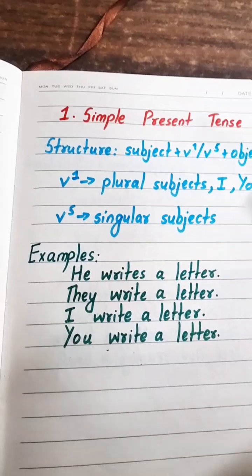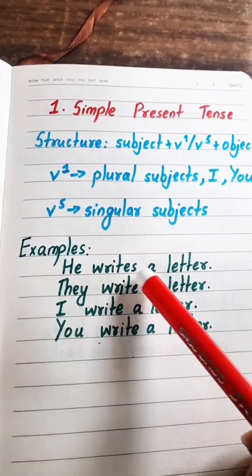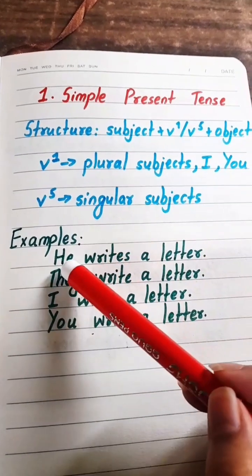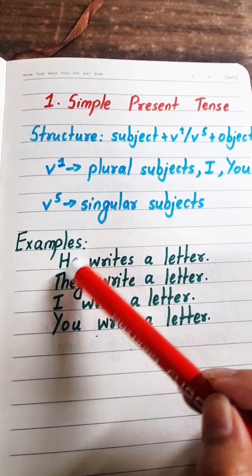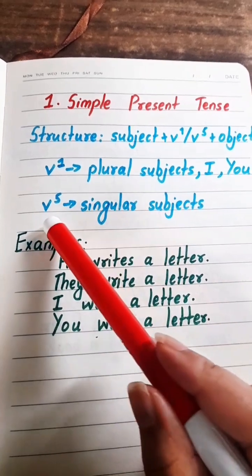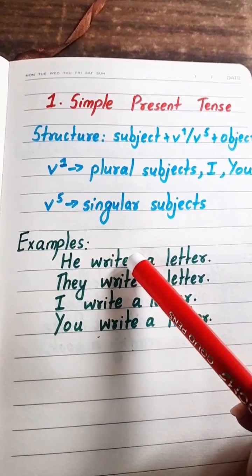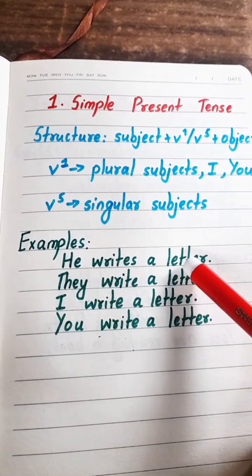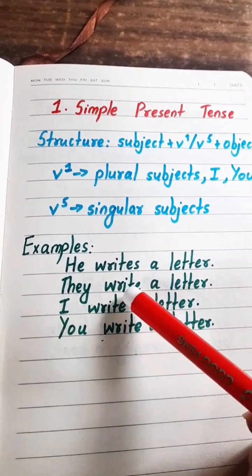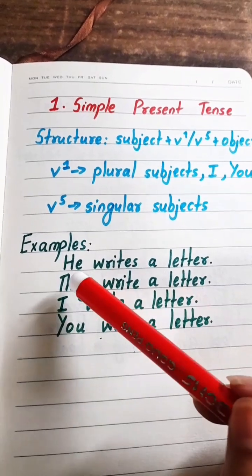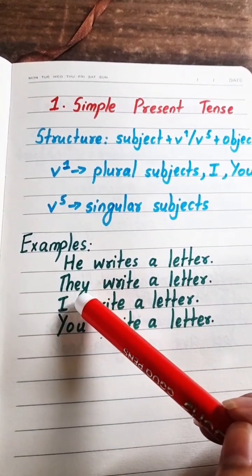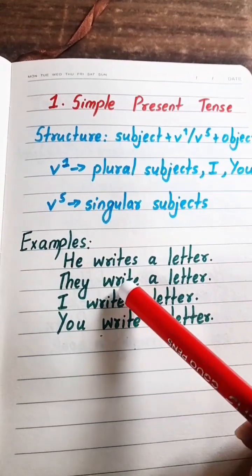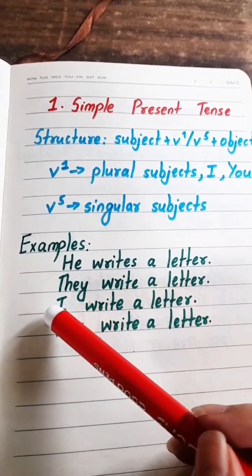Let's look at the examples. He writes a letter. Here, he is the subject. He is a singular subject. So, for singular subjects, we use verb 5. So, writes, and plus object means a letter is the object over here. Likewise, they write a letter. Here, they denotes plural subject. So, for plural subjects, we use verb 1. That is why write, verb 1 plus object.